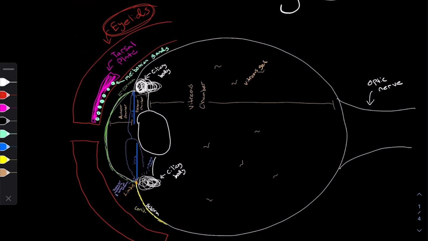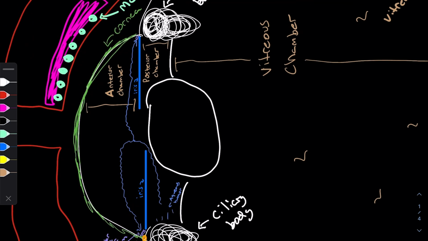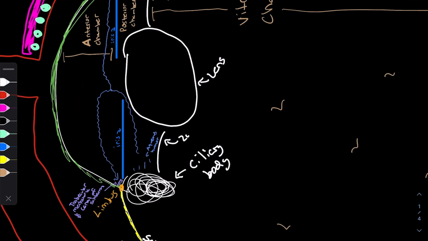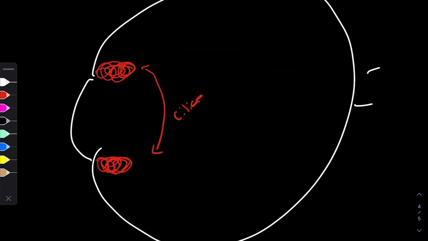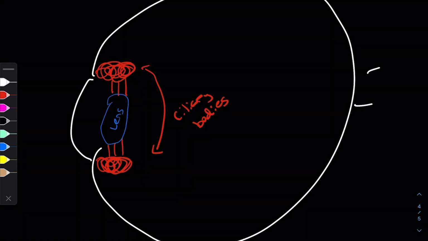So the next thing I'm going to talk about is the lens and the zonules. So zooming in again, I'm going to label the lens here and then the zonules here. As you can see, the zonules come off the ciliary body and hold the lens in place. To get a better idea of how this works, I'm going to draw another model here. So these are the ciliary bodies. That's the lens in the middle. The ciliary bodies are important in this model because they can actually change shape.